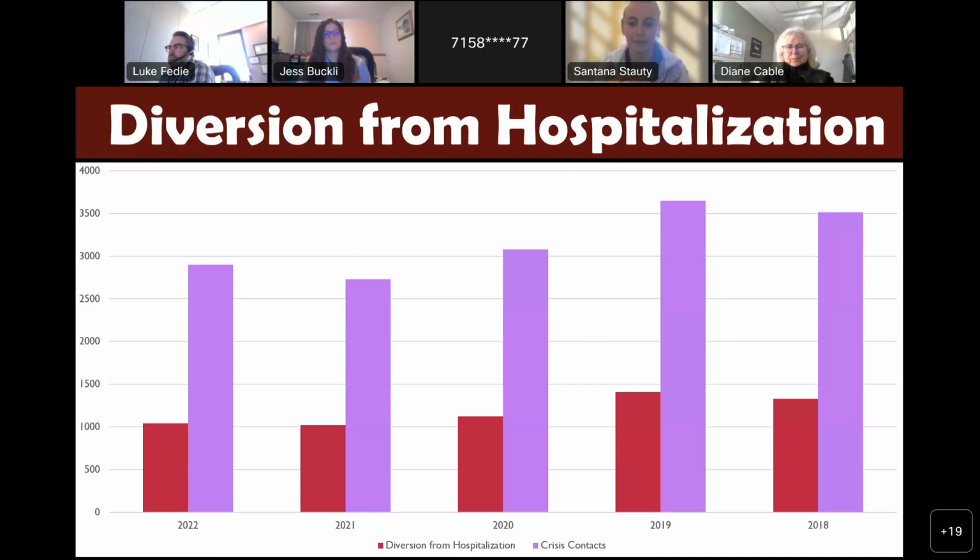Hopefully that makes sense. One point for those on the phone, I would like you to be aware of the fact that the crisis contact numbers are about 3,000 in 2018 and still just barely under 3,000 in 2020, and over 1,000 situations where hospitalization was diverted, meaning that the stated response from the individual was, I need to go to a hospital, or the question was, does this person need to go to a hospital, resulted in them remaining safely in their own home. So that's a main factor of crisis.